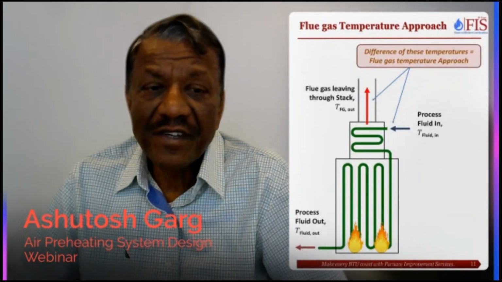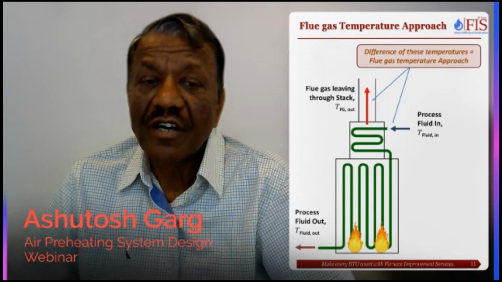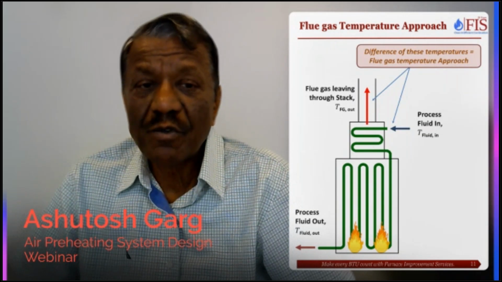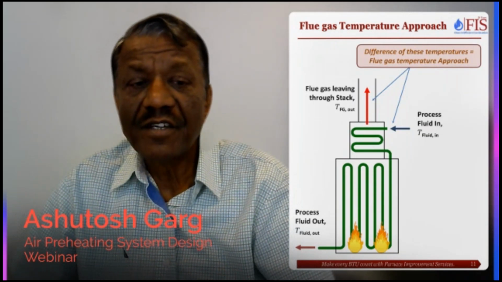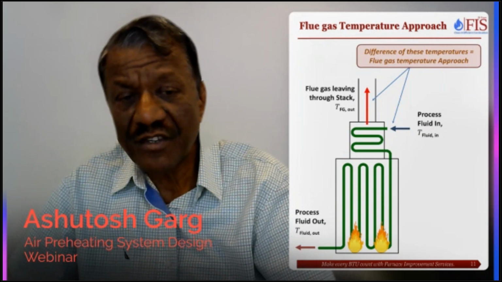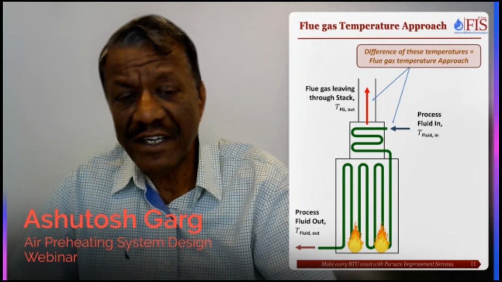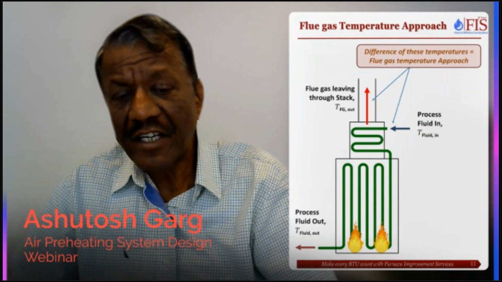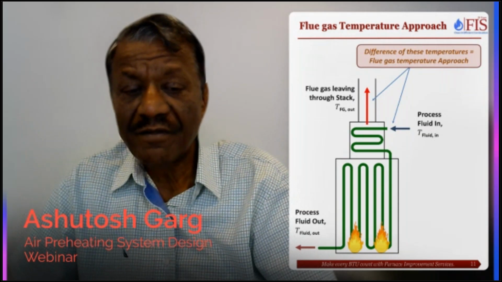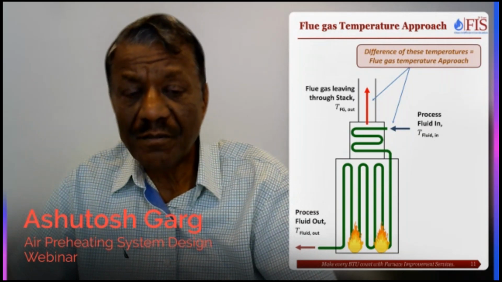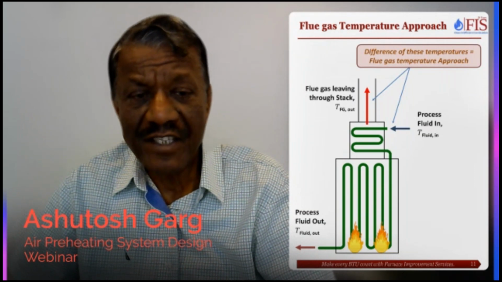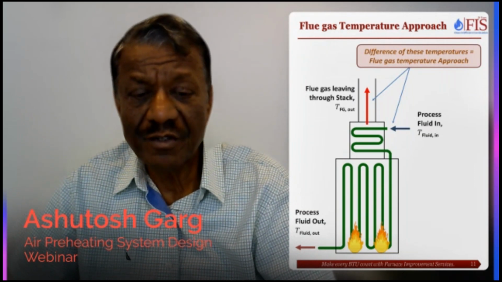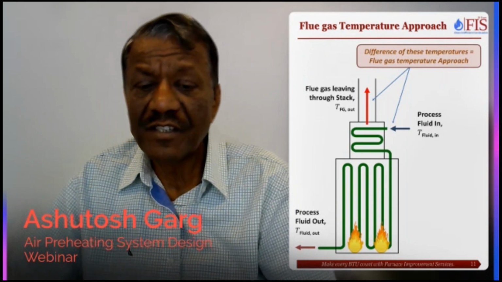This is a graphical representation of the approach we are talking about. You can see my team has done it. The fluid enters the convection section first, then it goes into the radiant section and comes out. These are the flames or burners providing the heat. This is the flue gas leaving through the stack, and the temperature difference between these two streams is known as approach.